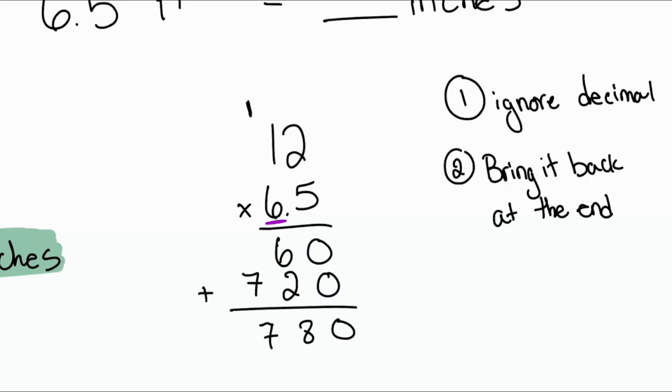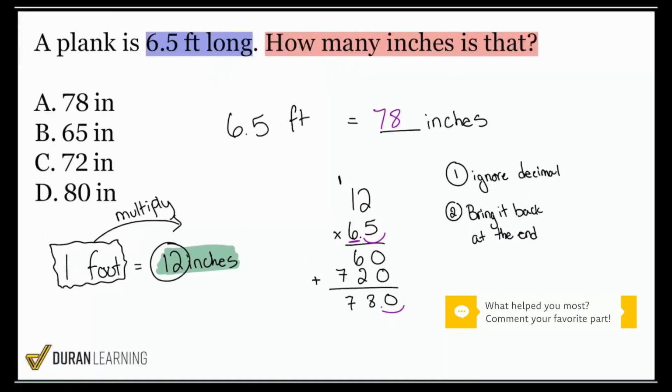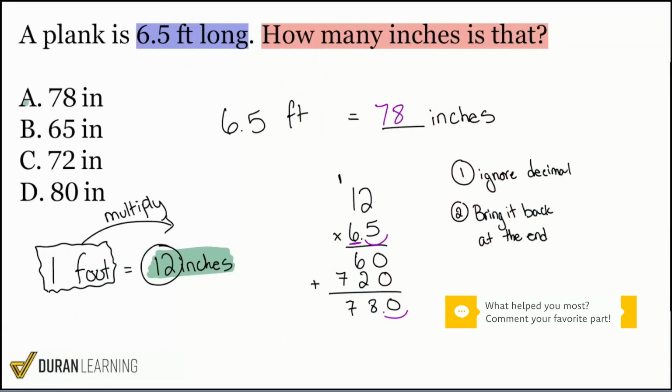Everybody, how many decimal places are we bringing back? Yep, just 1. So we check up here first. Nope, no decimals there to bring. And then we check over here, and we just have 1 decimal to bring back over. 1 moved over, and that is going to be 78 inches. And that is our solution here. The answer is going to be A, 78 inches.